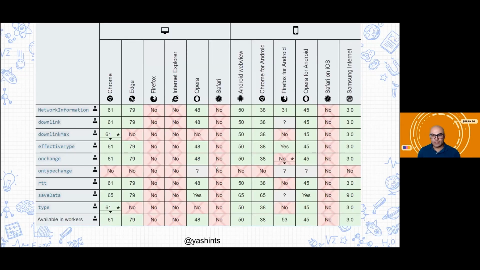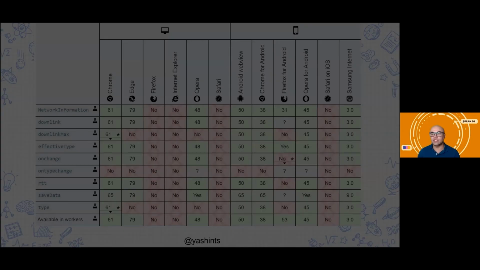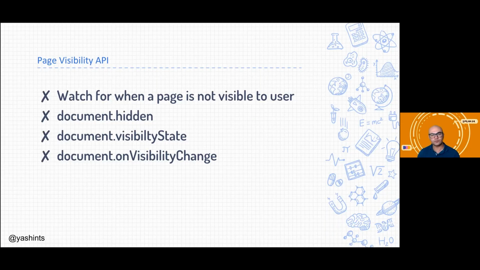Now the next one is the Page Visibility API. What this does for you is allow you to monitor whether the user is actively looking at your website or not. Now, most of the time, if you're like me, you have a lot of tabs open on your browser and you flick between tabs all the time.